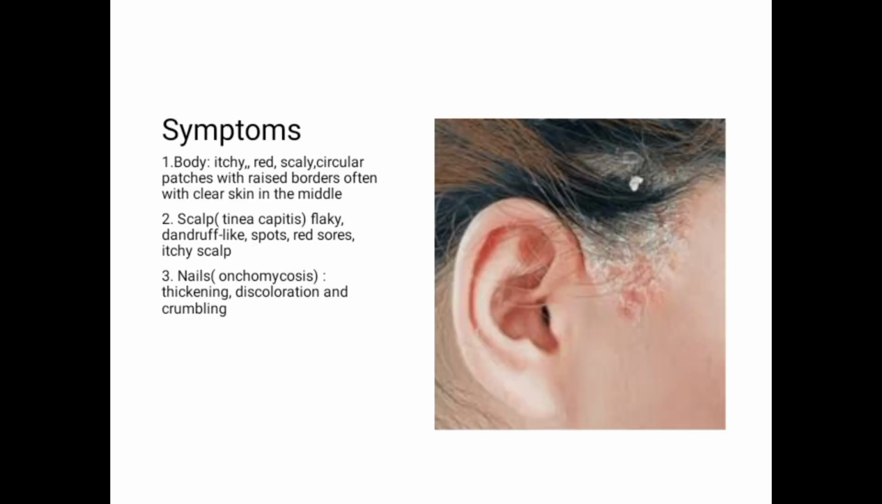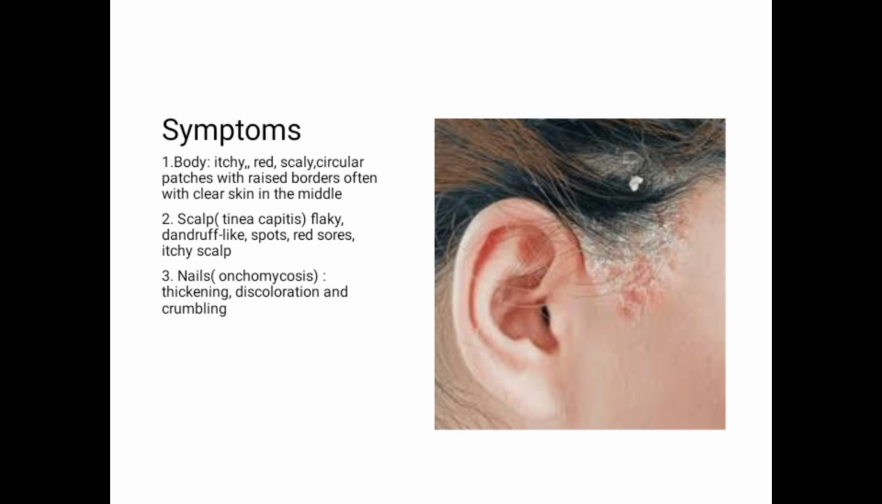So the next one is symptoms. There's a diagram here that shows how it looks. The symptoms can be seen on three major groups. The first one is the body, the second the scalp, and the third the nails. The body one could be on the head, or on any part of the skin. It could be itchy, red, scaly, circular patches with red borders, often with clear skin in the middle.